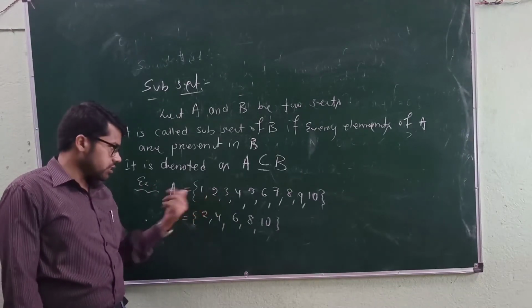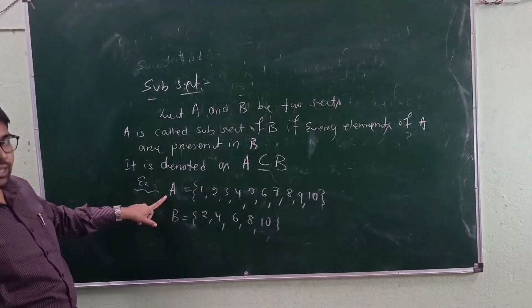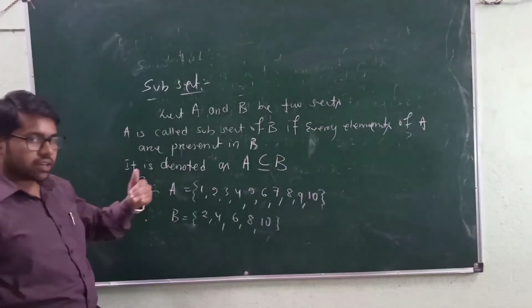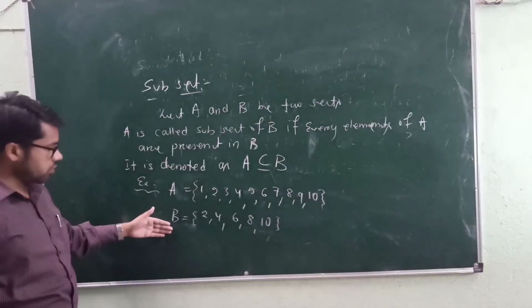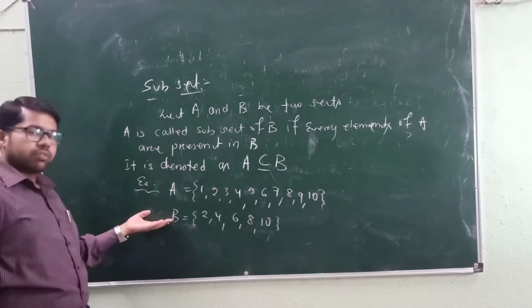Its modulus is also greater than mod of B. What is mod of A? Mod of A is equal to 10. That means the set A contains 10 elements. What is mod of B? Mod of B is equal to 5. The set B contains 5 elements.